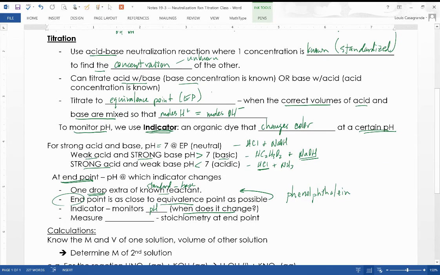And what we're going to do is use something called a burette to measure the volume. So you want to measure the volume of the standard solution. And when you measure the volume of the standard solution, you can then use stoichiometry at the endpoint to determine the concentration of the unknown solution. So here's how that works.